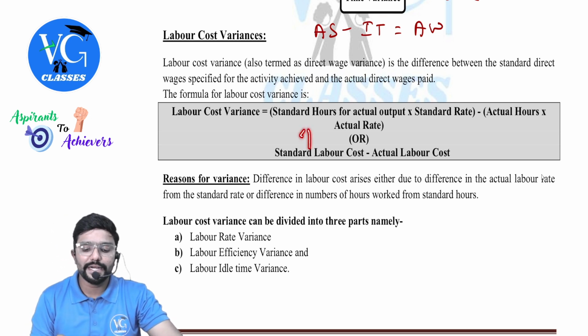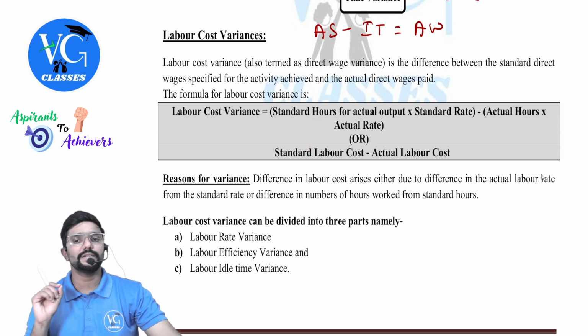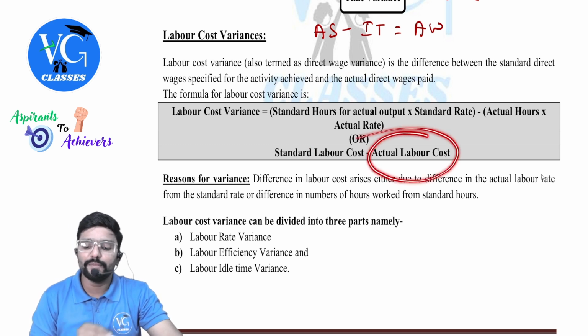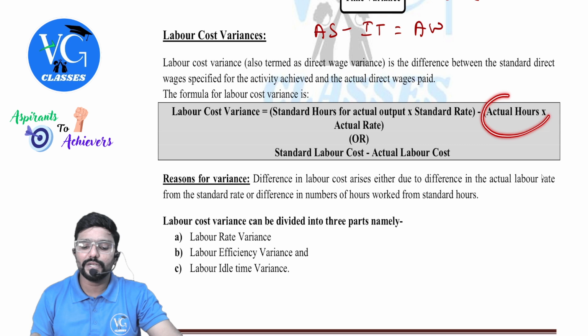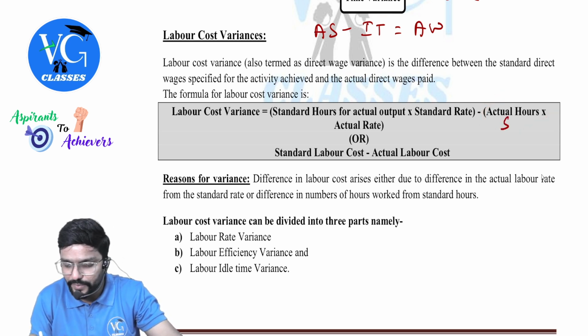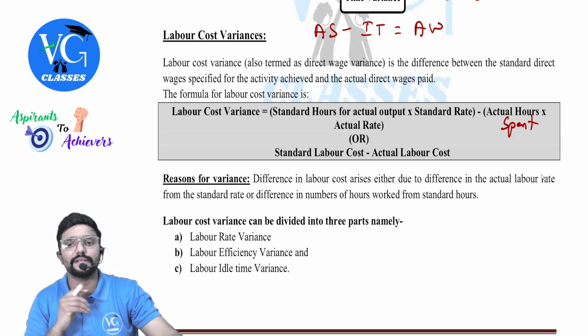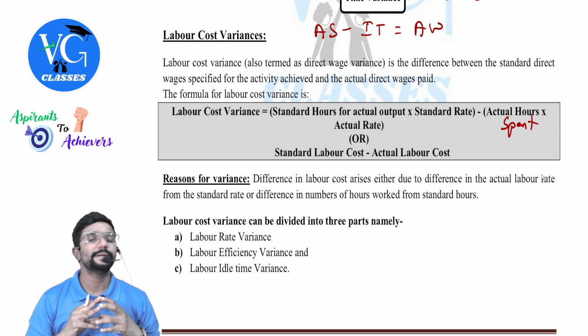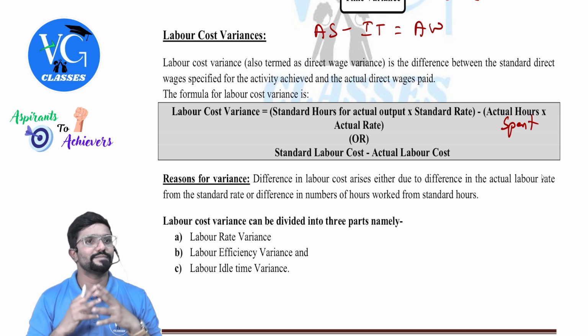How do I get standard labor cost? Standard hours for actual output into standard rate, minus actual labor cost. How do you get it? Actual hours into actual rate. Actual hours, what actual hours? Spent. Right there. Actual hours spent into actual rate.